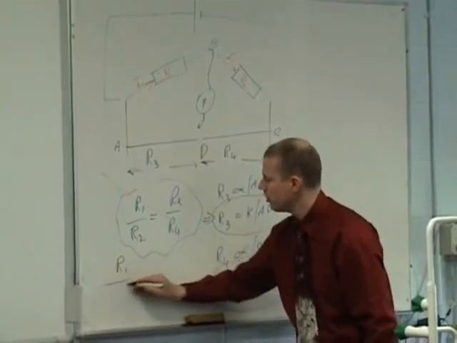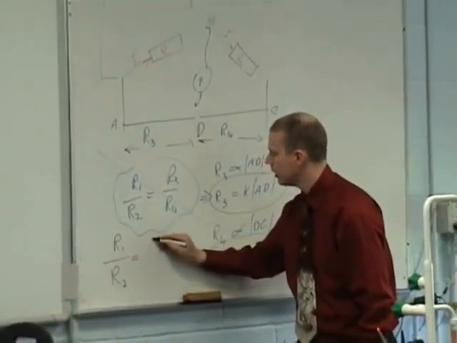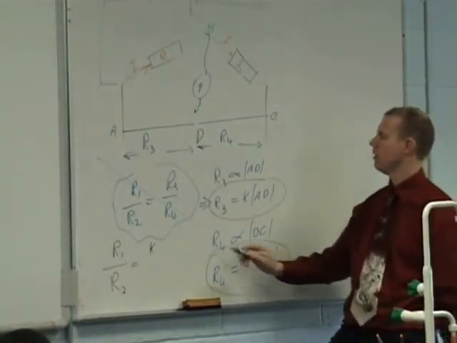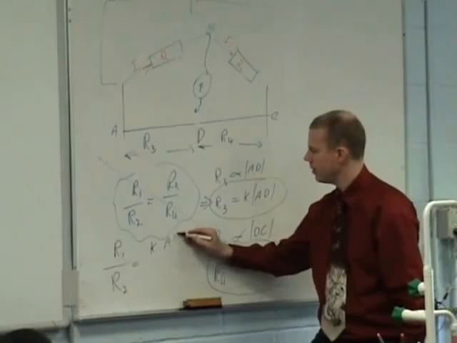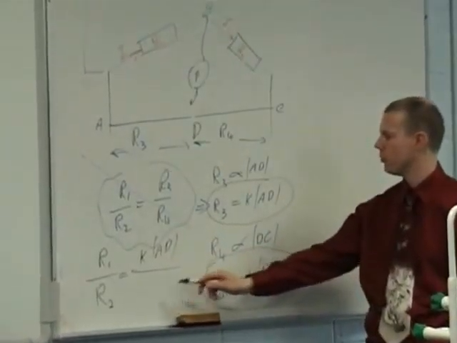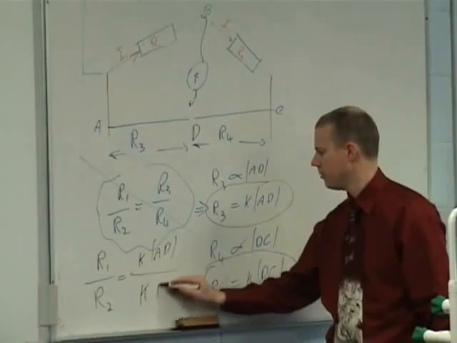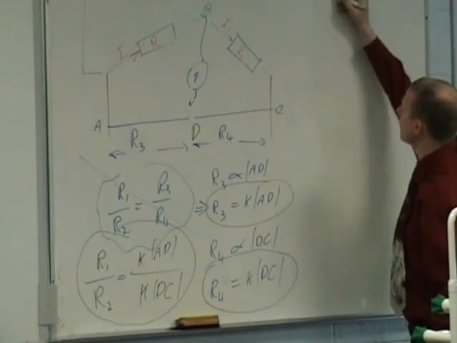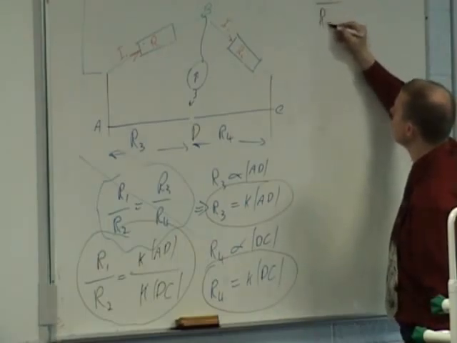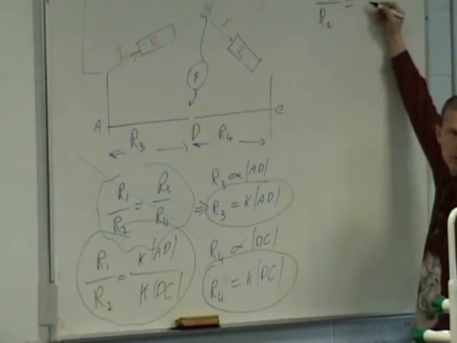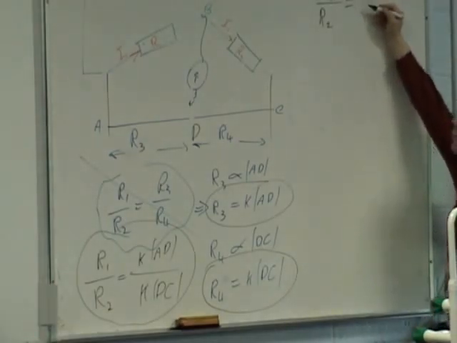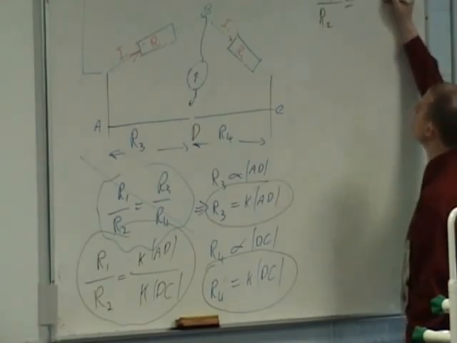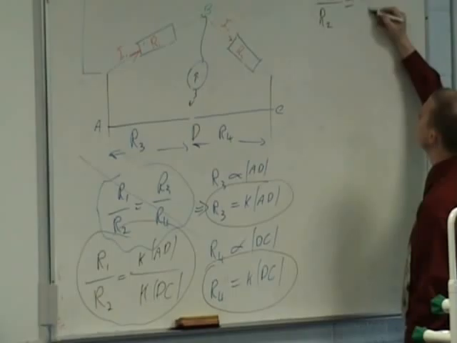So now, where I had R1 over R2 equals R3 over R4, I'm now going to say R1 over R2 equals, what do I say instead of R3? K times the length AD over R4, which is K times DC. What can I do to make that a little bit simpler? Cancel the K. It's the same K, the same proportional constant because it's the same wire. So now I've got R1 over R2 equals the length AD over the length DC.